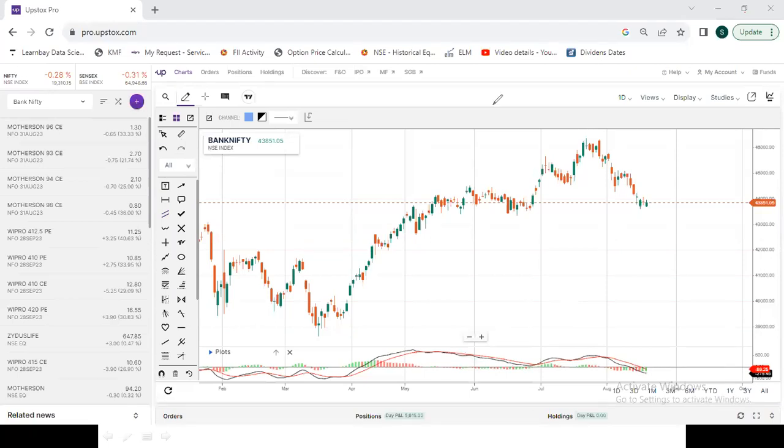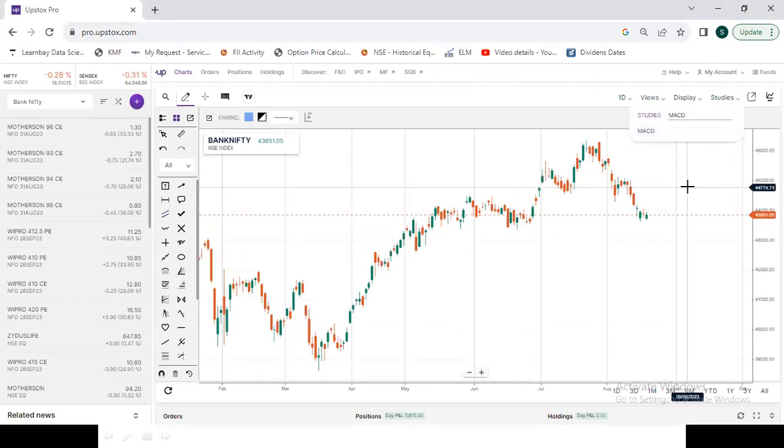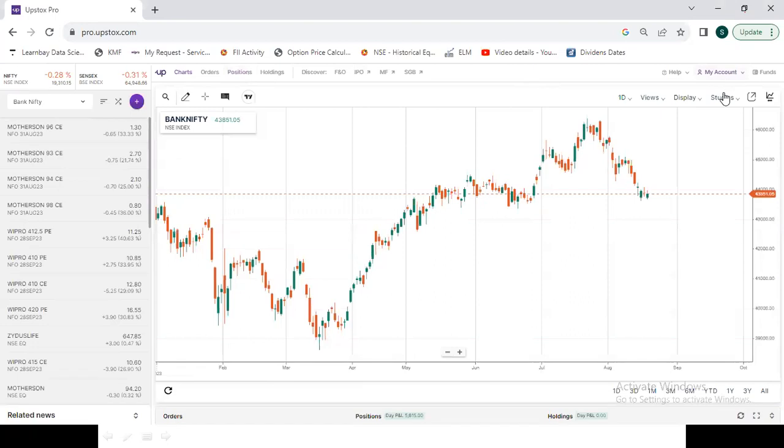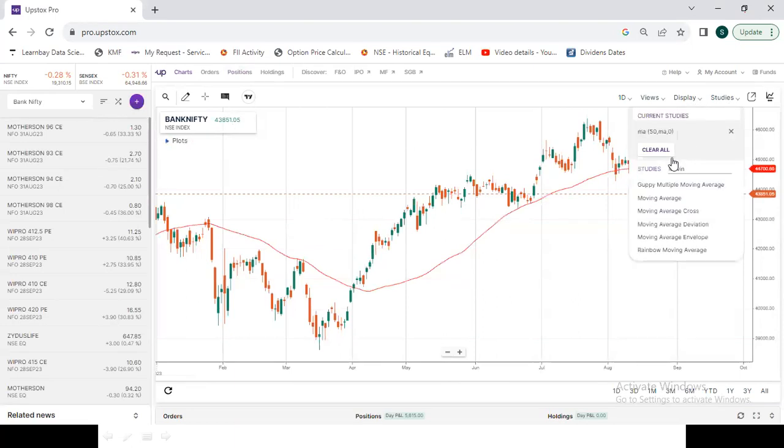Okay, so what exactly do I need to do? First, I need to take the MACD line, right? Before going to the MACD line, what should I do? I should put the moving average, right? So let me put the moving average. Studies, moving average. Moving average, I should put 2, right? 2 moving averages.